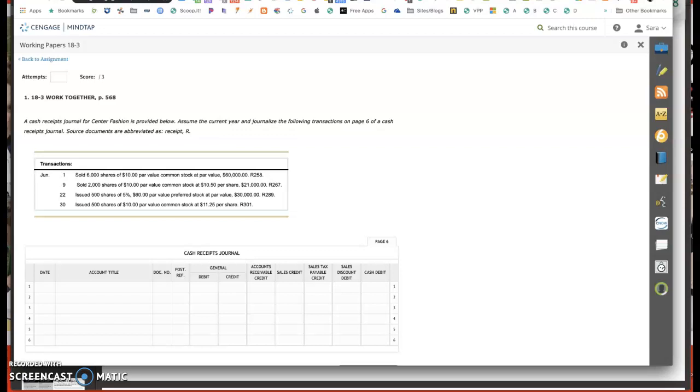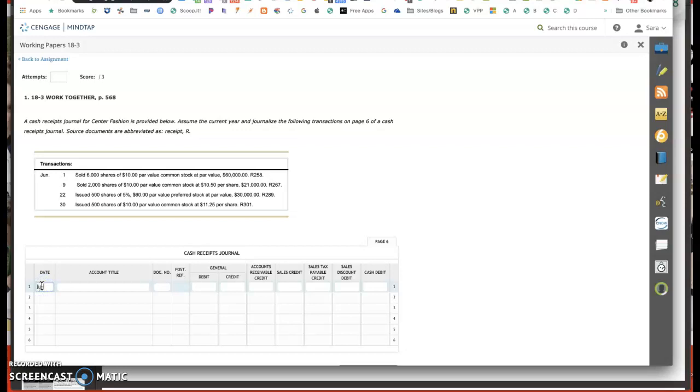Okay, for 18.3 work together, they give us our cash receipts journal, and then we have 4 transactions to complete. So our first one is June 1st, where we sold 6,000 shares of $10 par value common stock at a par value of $60,000, R258.